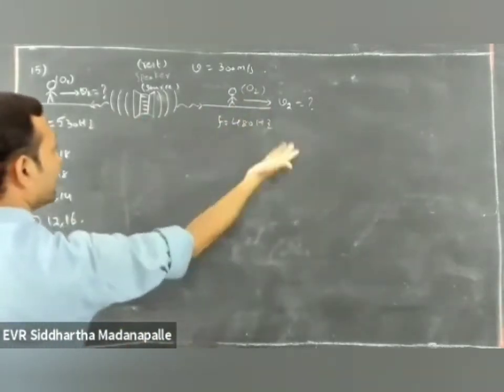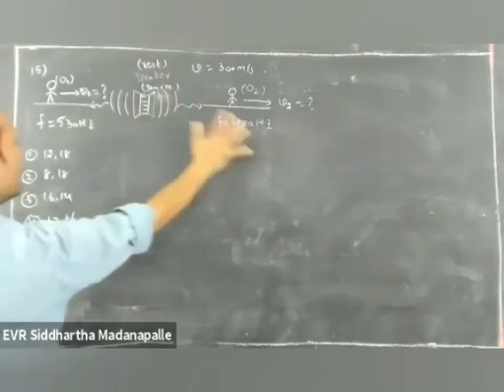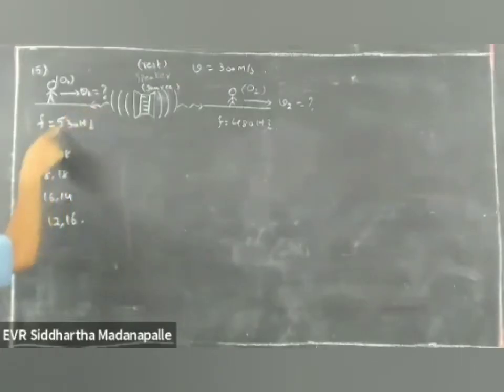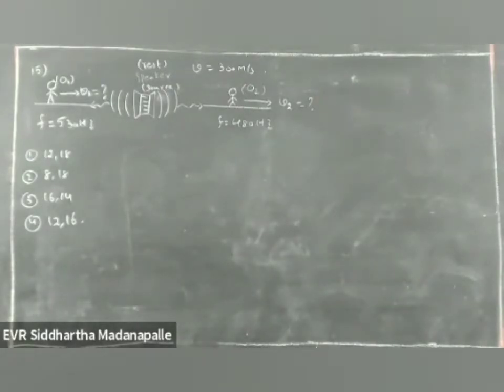So this observer is moving away, therefore the frequency received will be lower. When he receives the frequency, the other will be higher. So 12, 18, 8, 18, 16, 14, 12, 18. What are their respective speeds?